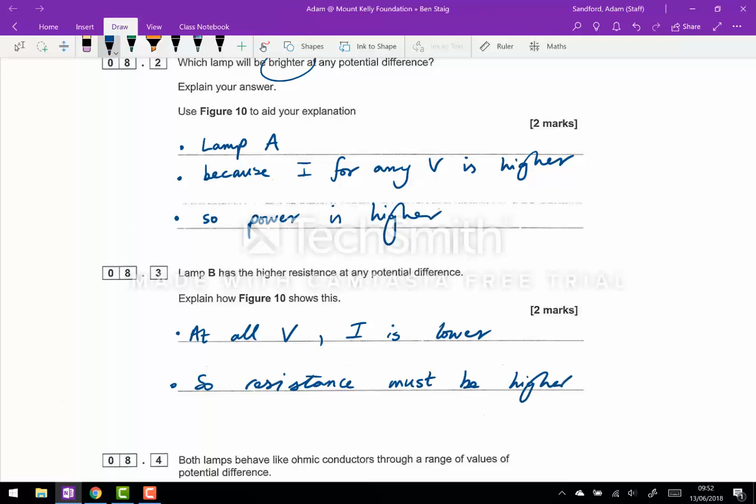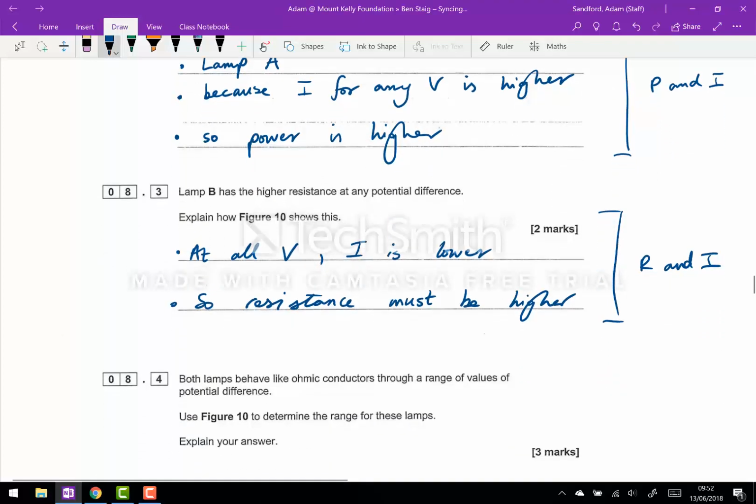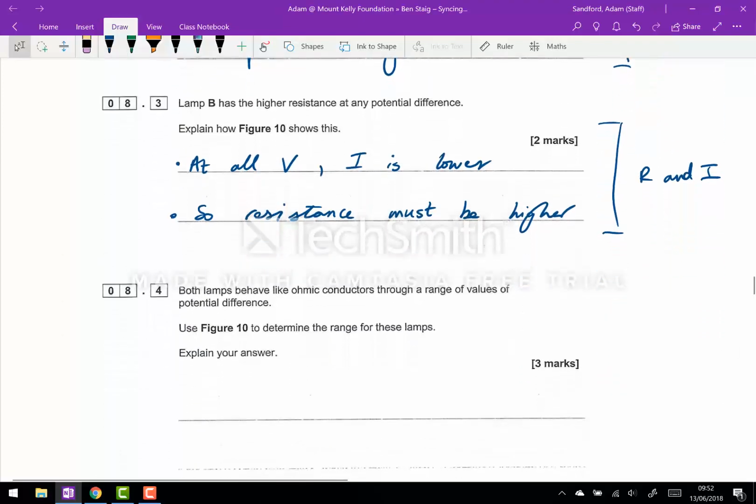So that's difficult, this part of the question, because I'm talking about power in this question and I'm talking about resistance in this question, but I'm relating it in both cases. This is P and I and this is R and I. Okay, so that's quite difficult because I'm flip-flopping between 2 ideas.